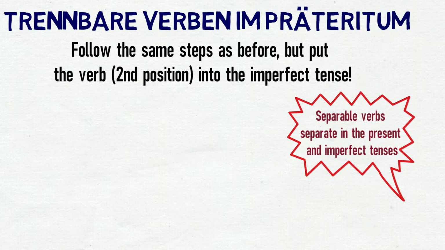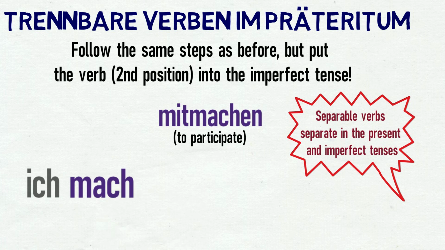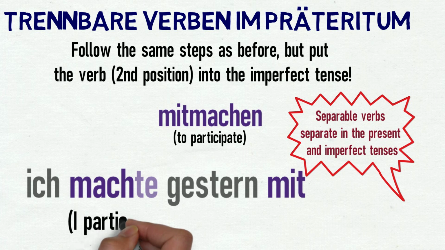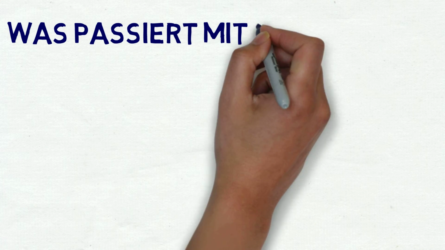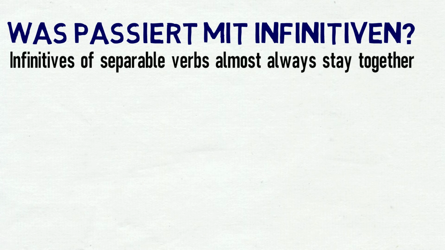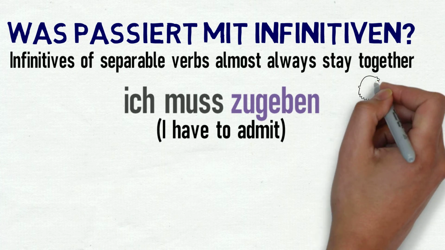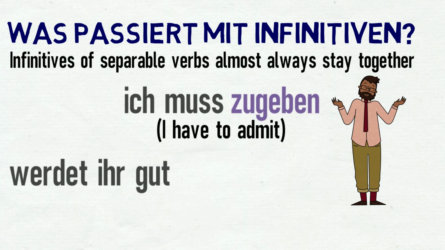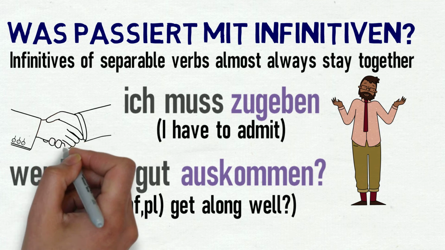Here's an example. Mitmachen, to participate. Ich machte gestern mit. I participated yesterday. Further to this point, separable verbs are almost always stuck together in their infinitive form. For that reason, when you're using the future tense or modal verbs, the infinitive is the same. For example, ich muss zugeben, I have to admit. Or, werdet ihr gut auskommen? Will you, informal plural, get along well?